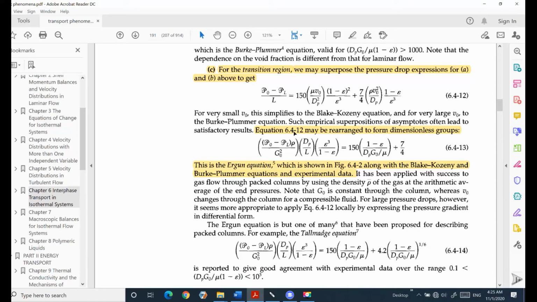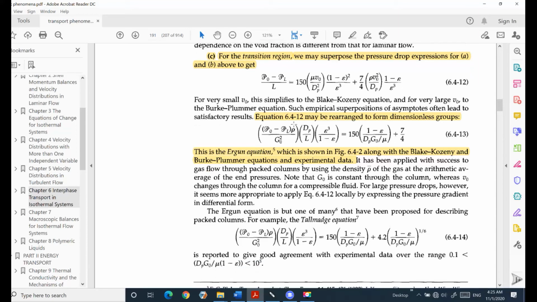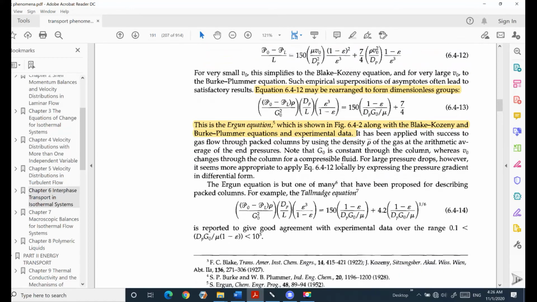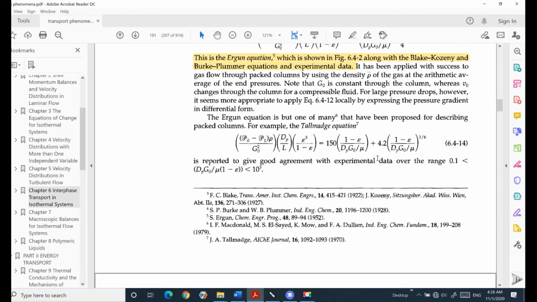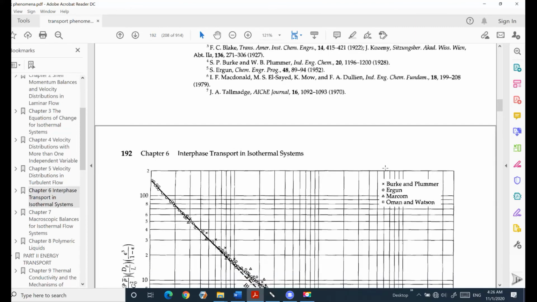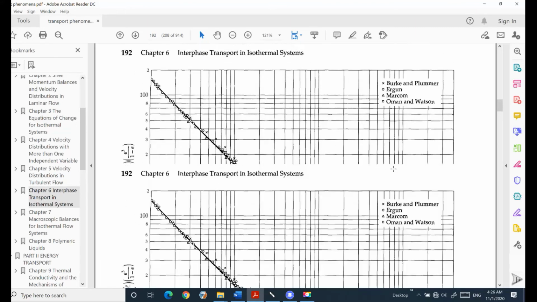We can rearrange this equation like this, and this is the well-known equation called the Ergun equation, which is shown in figure 6.4 along with the experimental relation. Other forms of the Ergun equation have been proposed and described for packed columns, for example. So this is how the Ergun equation comes about.